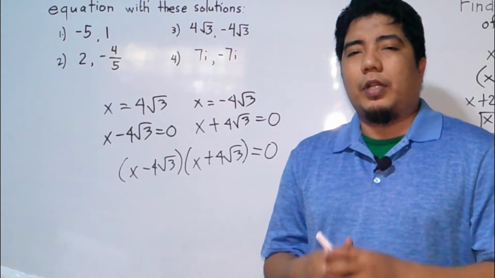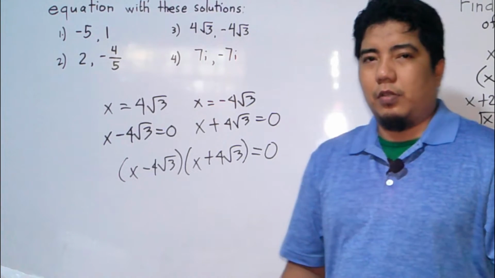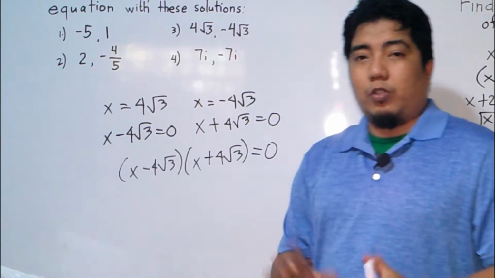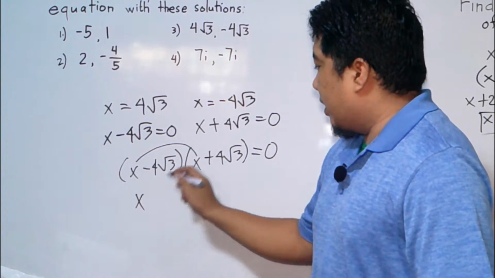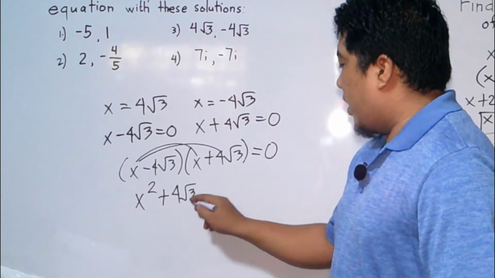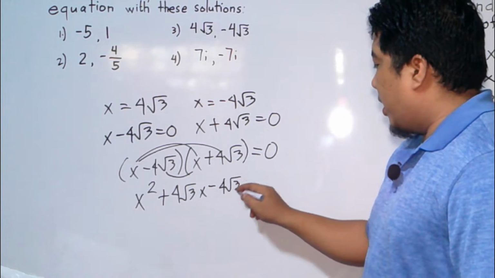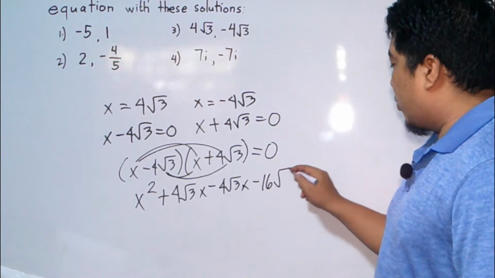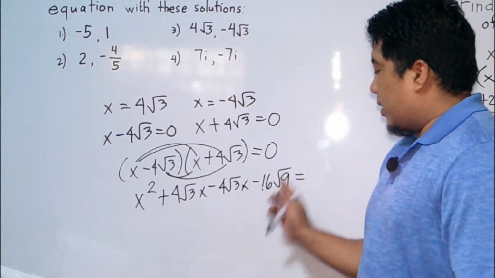Now, if you could still remember our topic in grade 8, this is an example of the difference of two squares. Okay, why is that? If you could still remember, these are both opposite, right? So, that's what we call conjugates. If we multiply this one, that gives us x squared. If you multiply this one, that will give us 4 square root of 3x. If you multiply this one, that gives us negative 4 square root of 3x. And if you multiply this one, that will give us negative 16 square root of 9. Because 4 times 4 is 16. Square root of 3 times square root of 3, that is square root of 9.